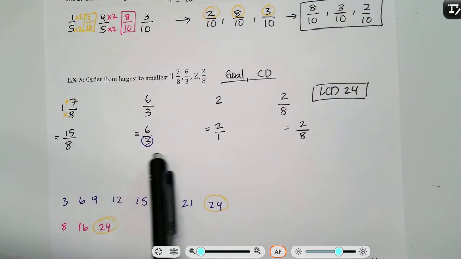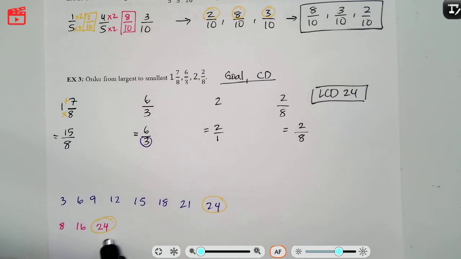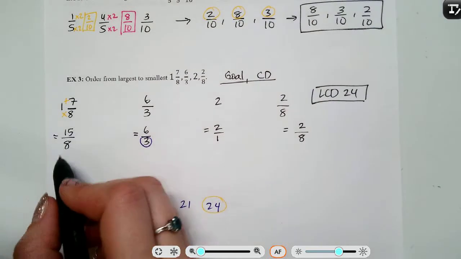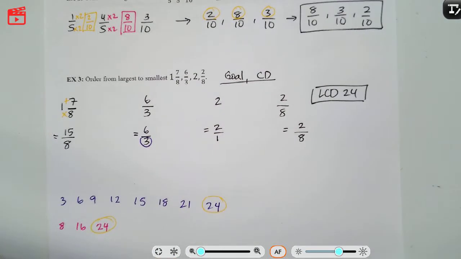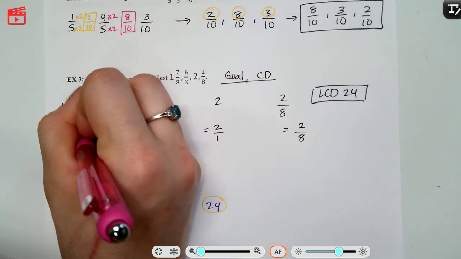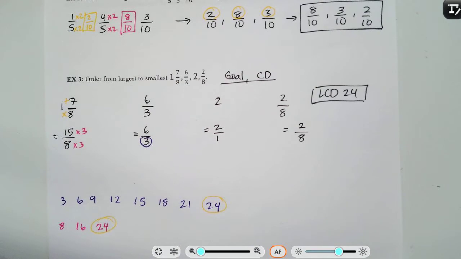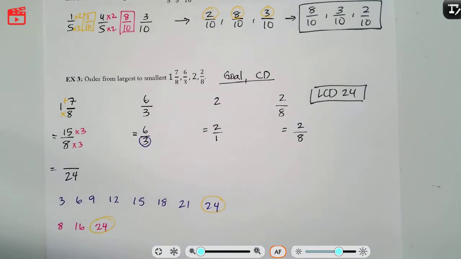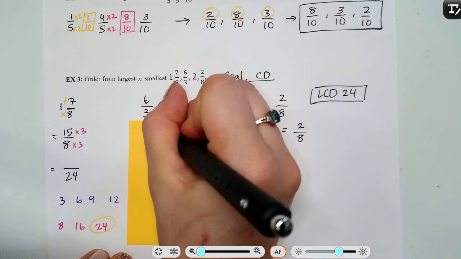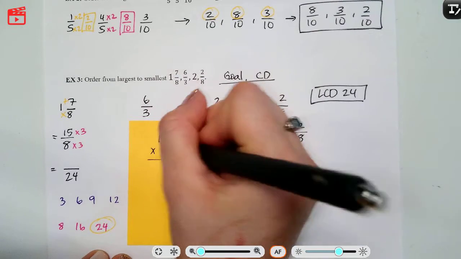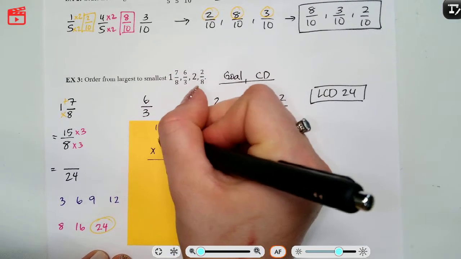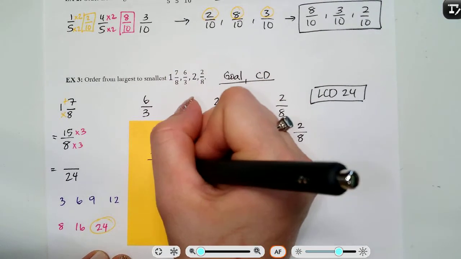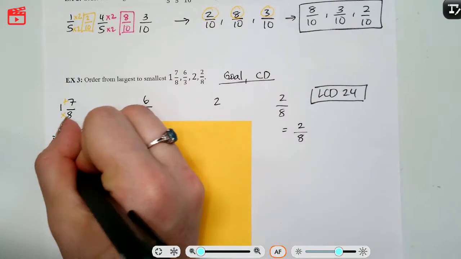So we're going to create all of these fractions into fractions where the common denominator is 24. So that's going to be 8 times 3. 8 times 3 is 24. Oh gosh, what's 15 times 3? 5 times 3 is 15. 3 times 1 is 3 plus 1 is going to be 4. 45.